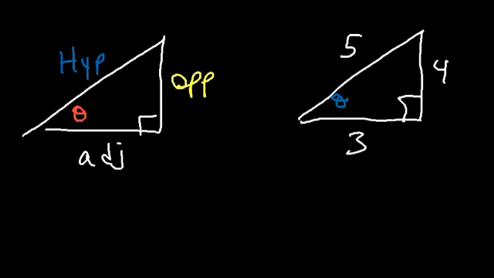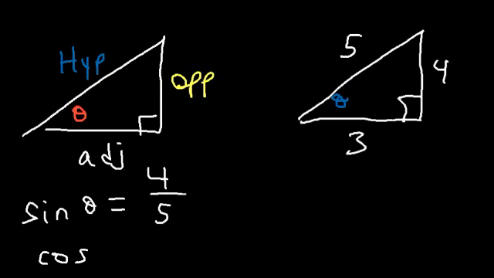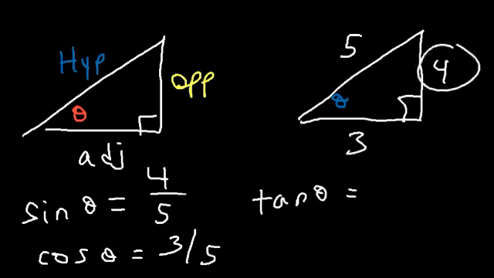So let's say we wish to find the sine ratio, or sine theta. Sine theta is equal to the opposite side divided by the hypotenuse, so it's 4 divided by 5. Cosine theta is equal to the adjacent side divided by the hypotenuse, so it's 3 over 5. Tangent theta is equal to the opposite side divided by the adjacent side, so it's 4 over 3.